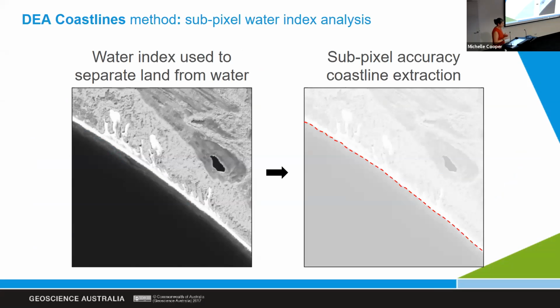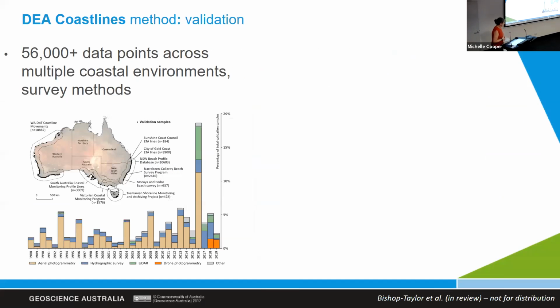And a subpixel analysis algorithm is run on it to extract the coastline at a level of precision much finer than 30 metres. So in order to address some of the concerns around, can you really do this? Can you get to the level of detail that we need to see? We've validated this data against 56,000 data points across the continent.